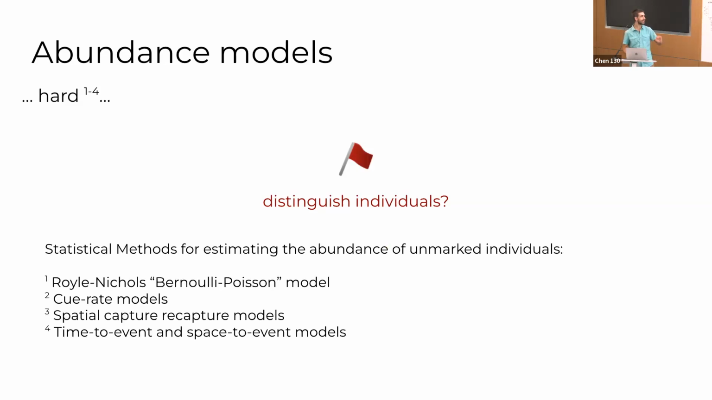Yeah, so if you're interested in this kind of thing, especially something to think about in acoustics is estimating abundance of unmarked individuals when you can't tell them apart. There's kind of 4 general approaches that I'm just putting out there in case you're interested, and the slides are going to be online. I'm happy to talk about them more. But yeah, the overall takeaway is abundance is hard.